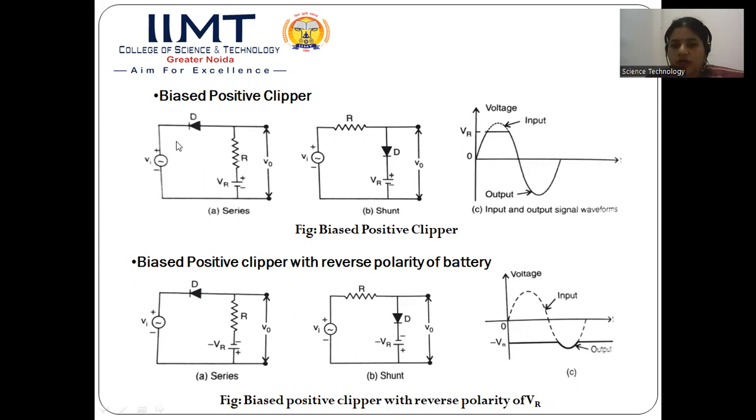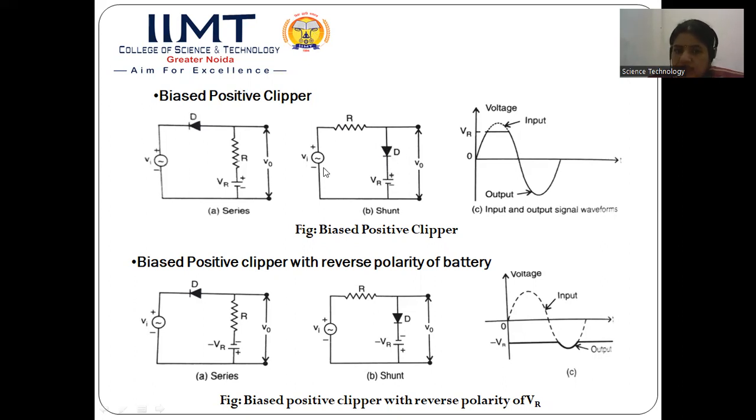Now let us try to understand the shunt biased positive clipper. Again, the circuit is the same as that of the shunt positive clipper. We have applied just this VR battery potential in series with this diode. Again, we will start with the positive half cycle. During the positive half cycle, this diode is forward biased, and as per VR, this diode is reverse biased. As long as the value of VR is greater than Vi, this diode will remain in the reverse bias position. Reverse bias means this diode will be an open circuit.